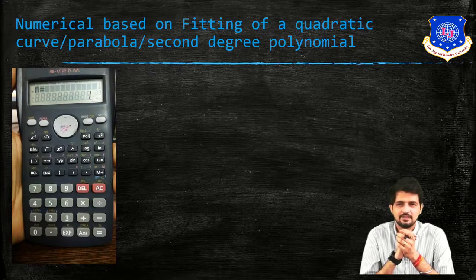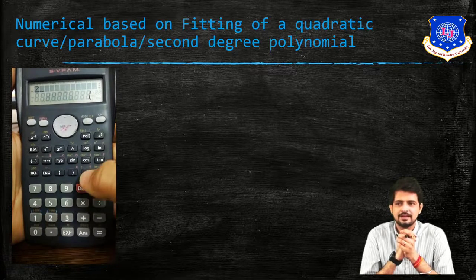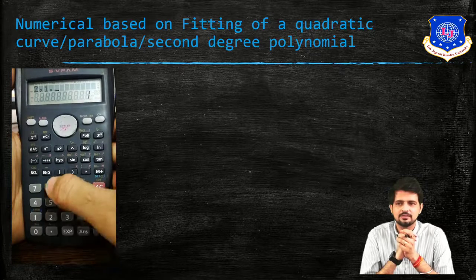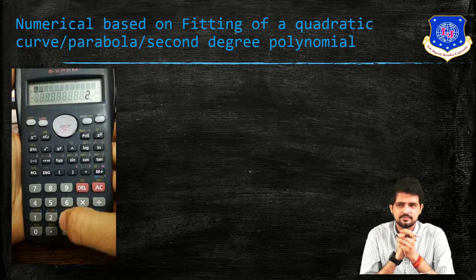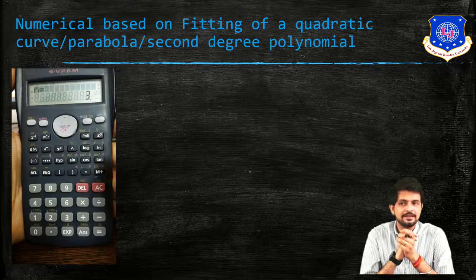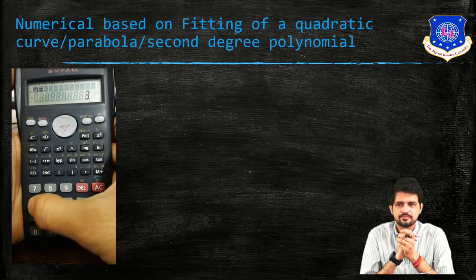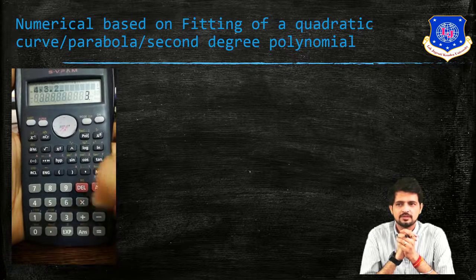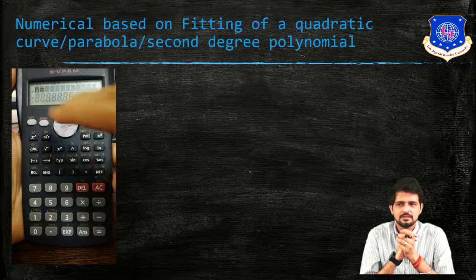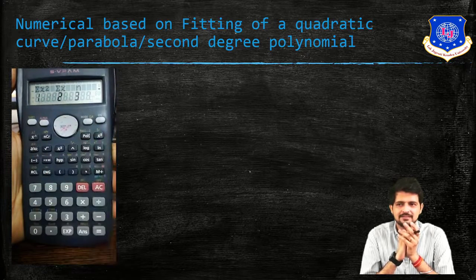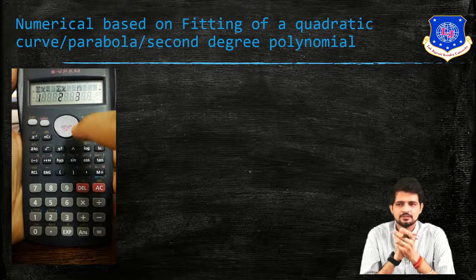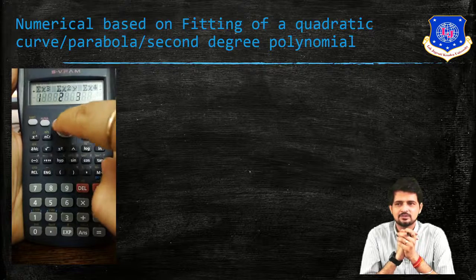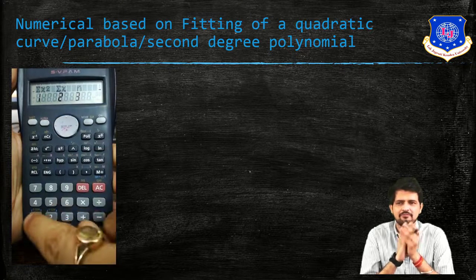This is the first value of x and y. Then second value of x and y, 2, 1.8, M plus. Then third value, 3, 2.3, M plus. 4, 3.2, M plus. See, now there is no need to press anything, just press shift and 1. You will get all values: sigma x square, sigma x, sigma y square, sigma y, sigma x cube, each and every value you can find.